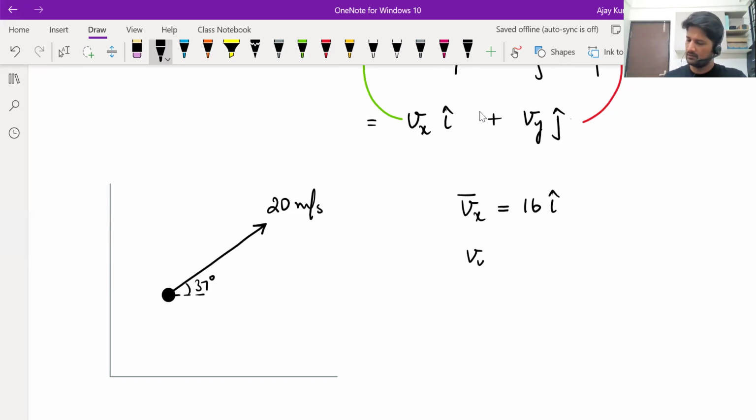Correct. Vanilla, tell me the y component of its velocity. Twenty cos 53, sir. How much? Cos 53 is 3 by 5.